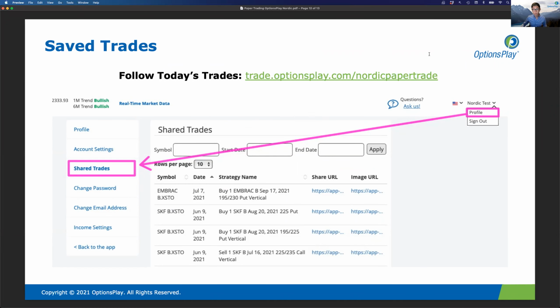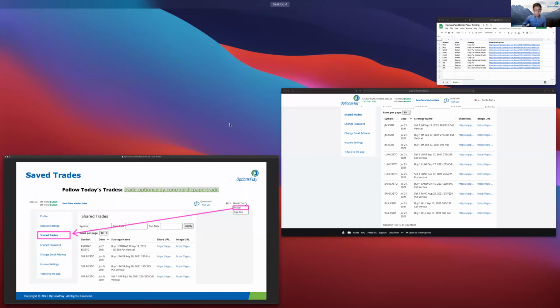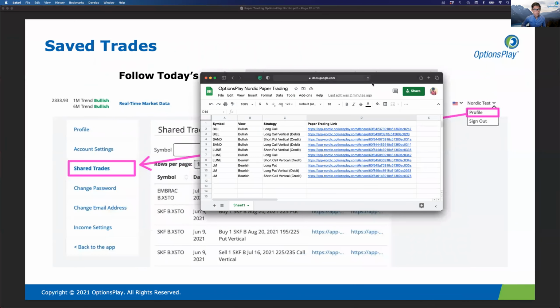If you want to see this Google Sheet, you can go to trade.optionsplay.com/paper Nordic paper trade, which I'll post a link to in the chat window. If you go to that link, that will give you the Google Sheet that I just saved here. It has all of the trades that we reviewed today. It'll give you the symbol, whether it was bullish or bearish, what strategy we traded, as well as the paper trading link. So you don't have to wait for the session in 4 weeks to look at them. You can look at them every single day.